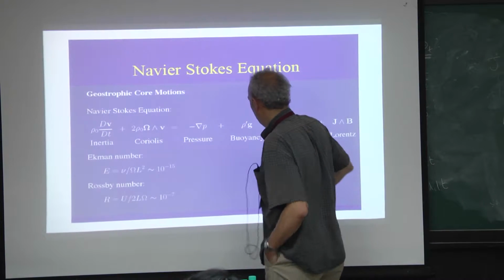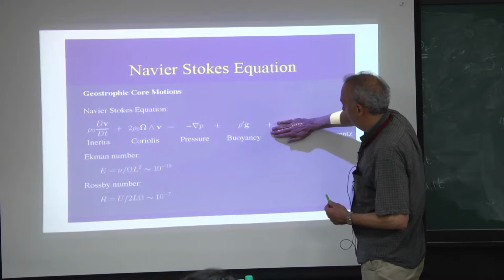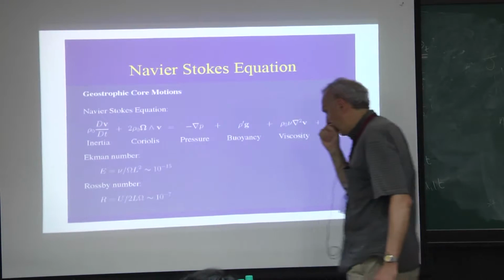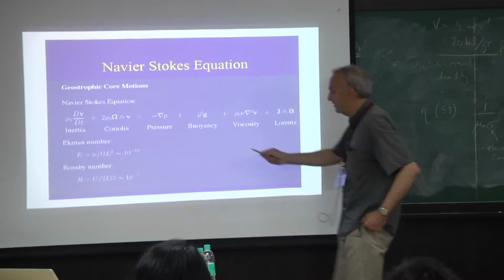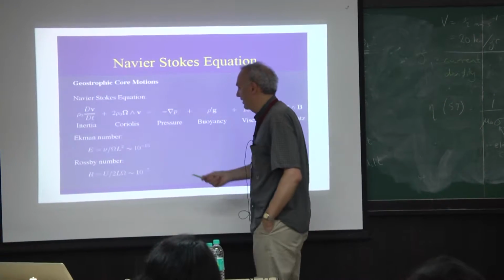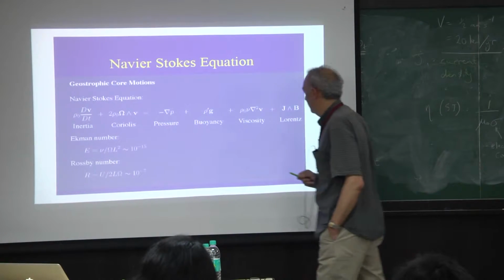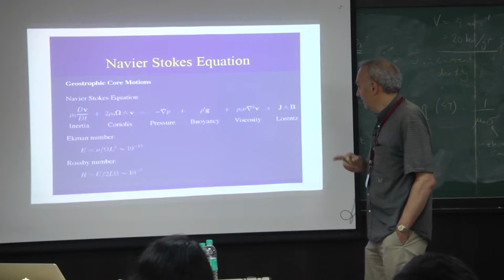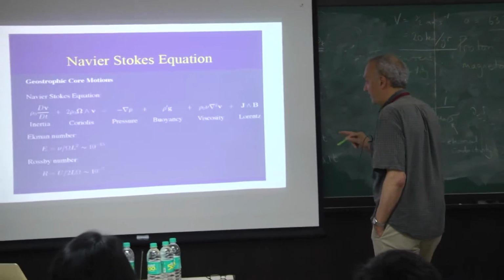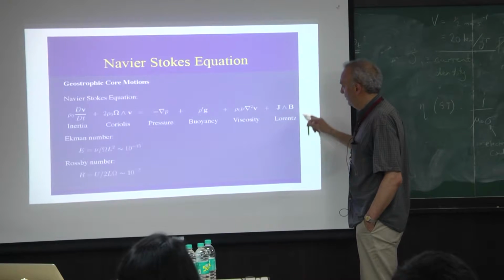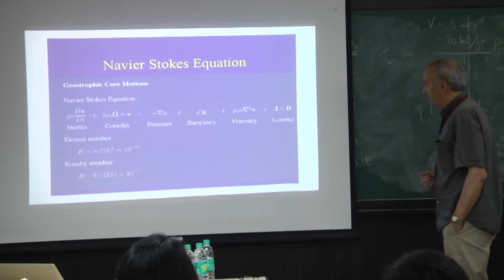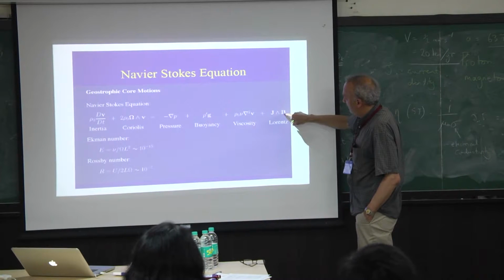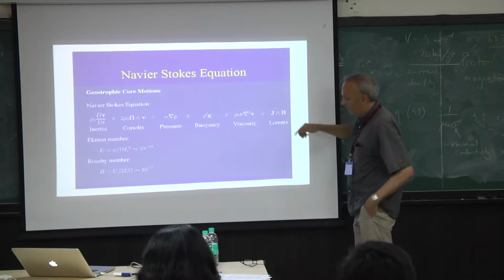So I'm going to claim that this term is small. I'm going to claim that this term is dominant, the Coriolis force. It's balanced by the pressure gradient. It's certainly driven by buoyancy, but buoyancy is always radial. And then the next question is, how strong is the Lorentz force at the core surface? And for that, we're going to need an estimate of not only the magnetic field strength, but also how fast it's varying.